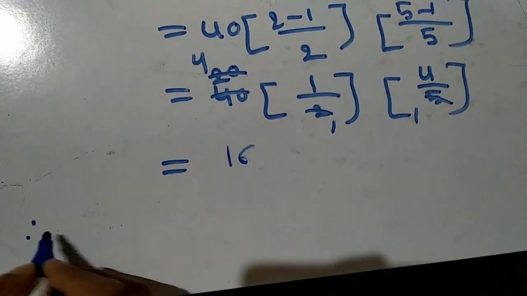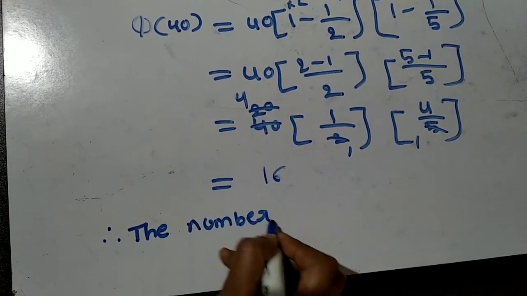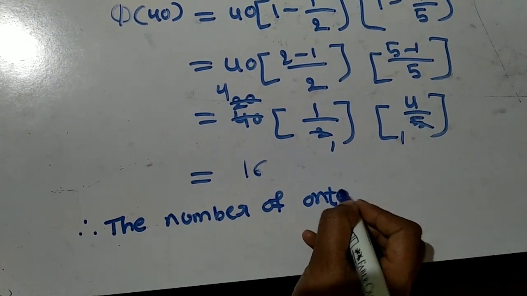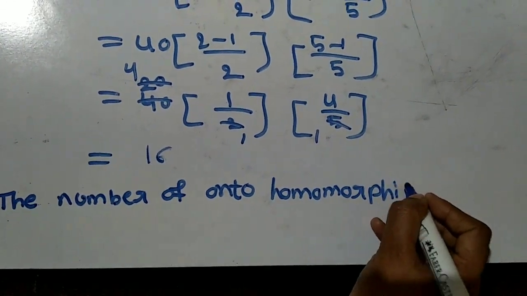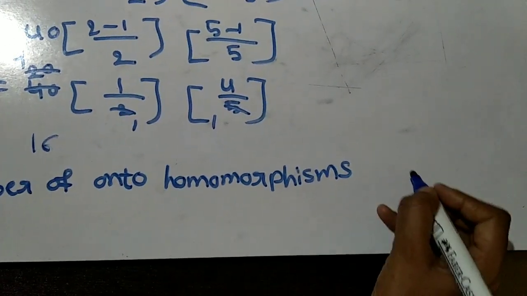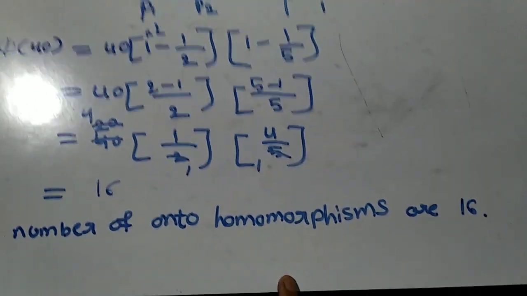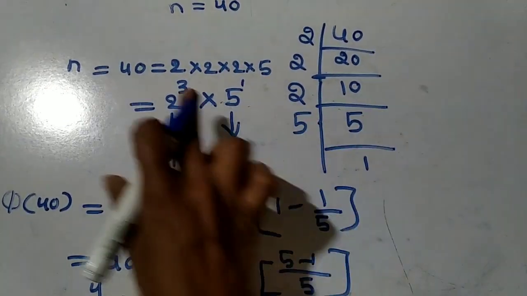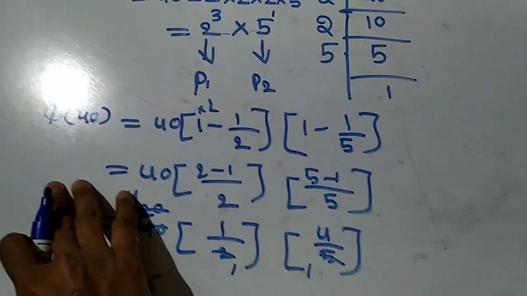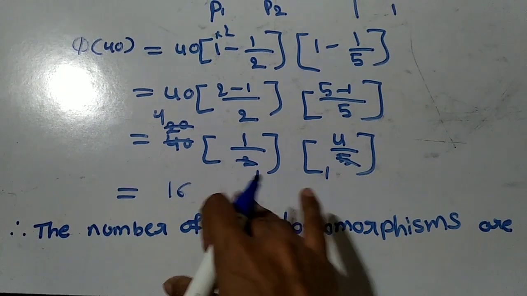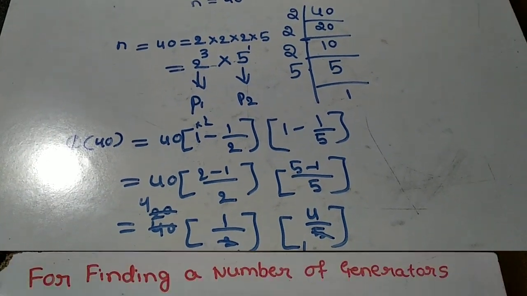16. So this 16 is what? This is a, therefore, the number of onto homomorphisms are 16. Okay, so see, you just have to take your prime numbers and put these prime numbers and the Zn values into your Euler formula. Then your final answer gives you what? Onto homomorphisms. So let me see another example.